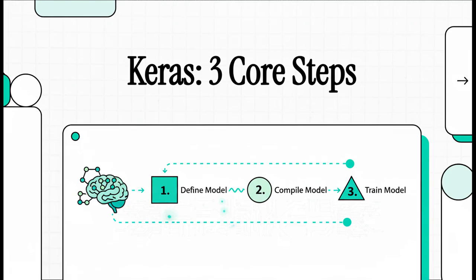Ever thought about building a neural network? You might think it's super complicated, right? Well, with a tool like Keras, it actually boils down to just 3 core steps. And we're going to walk through that exact recipe right now.